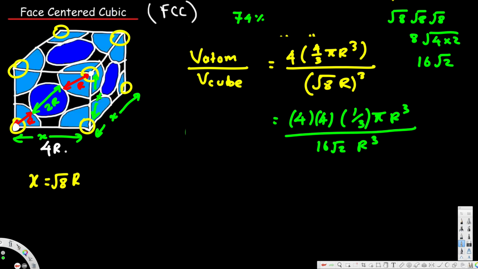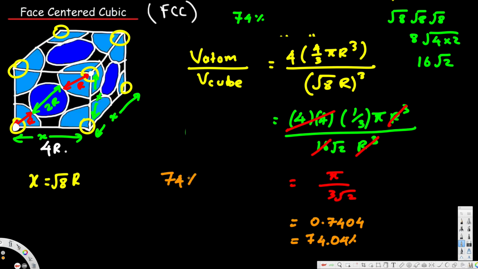And here you can see this r³ cancels. And the 16 and the 4 times 4 are going to cancel. Finally, we will end up with π over 3 root 2. If you calculate this value, you are going to get 0.7404. And if you express this as a percentage, you are going to get 74.04%. In other words, we can approximately say 74% of this cube is occupied by the atoms.